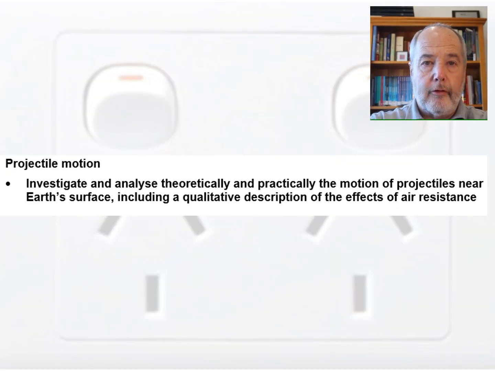The dot point specifies that you need to be able to analyse theoretically and practically the motion of projectiles near the Earth's surface, and that you need to be able to have a qualitative description of the effects of air resistance, which means that you will not be required to do any calculations involving air resistance.